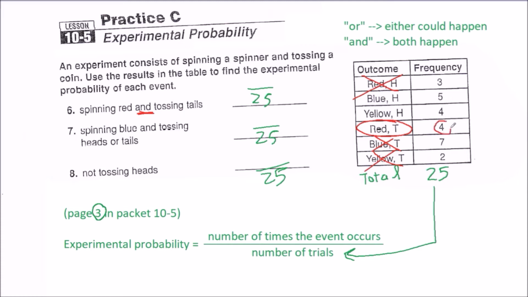So that happened 4 times. That would be 4 out of 25 for my experimental probability. And that's it for number 6.